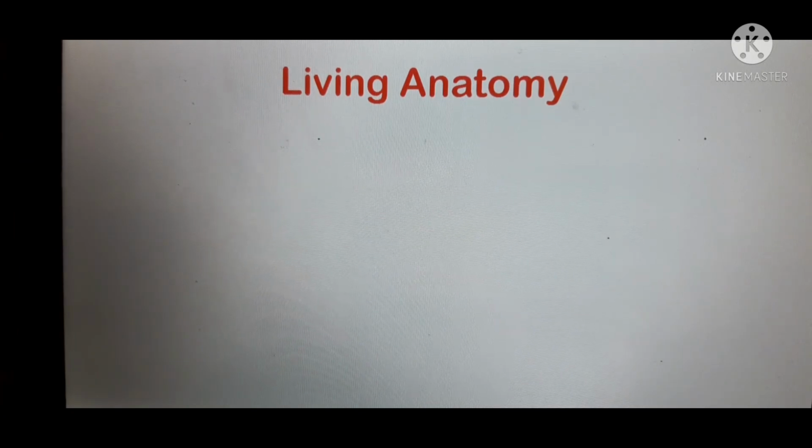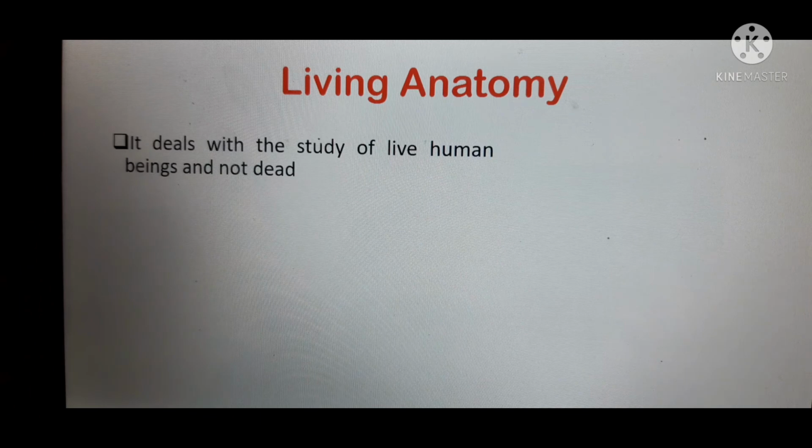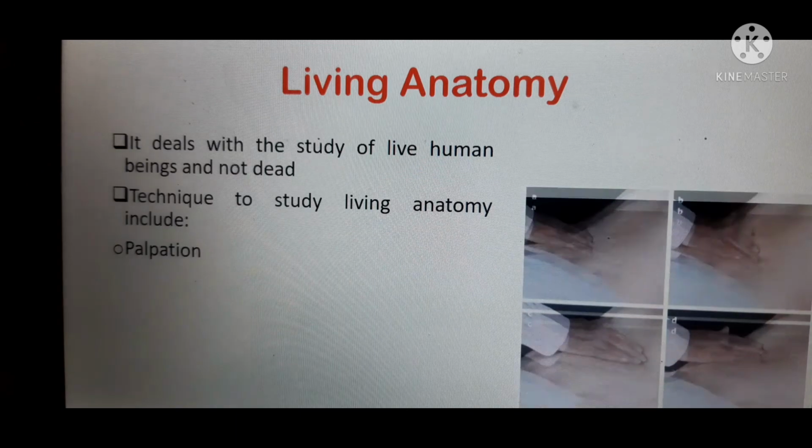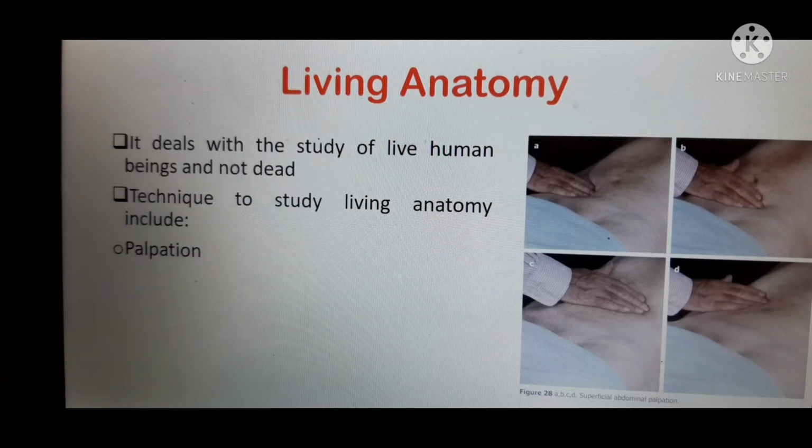Now living anatomy. What is living anatomy? It deals with the study of live human beings and not dead ones. Now what are the techniques to study living anatomy? It includes palpation. It is a method of physical examination in which we feel the body parts with our hands.